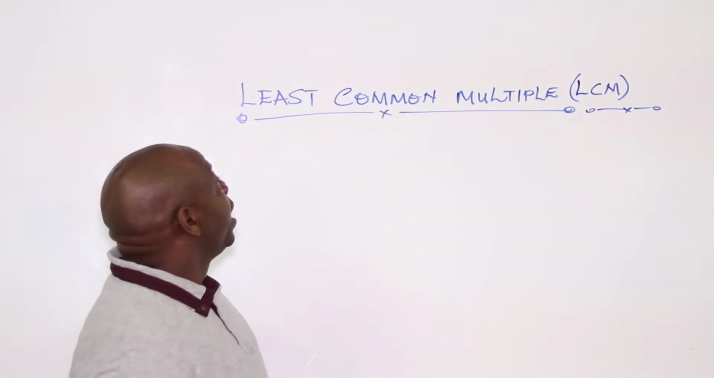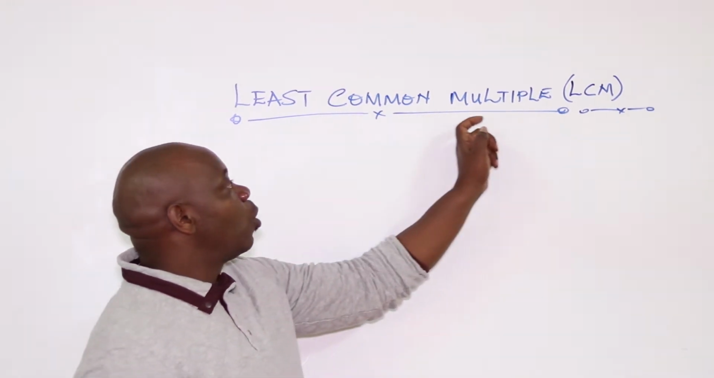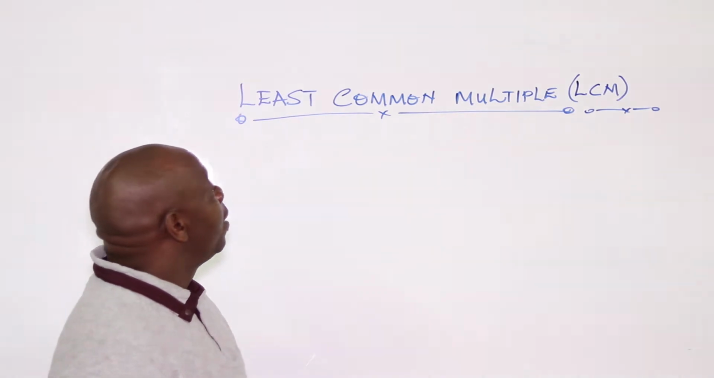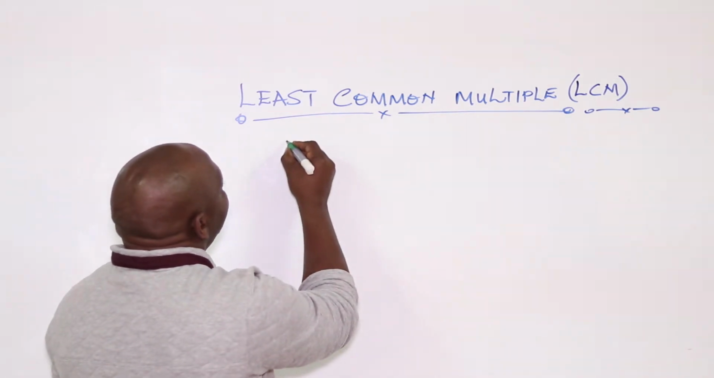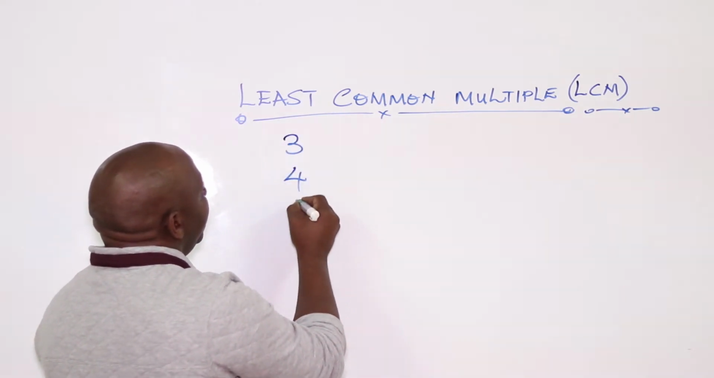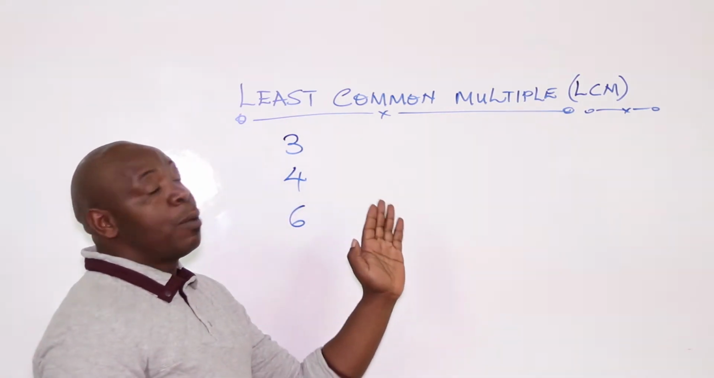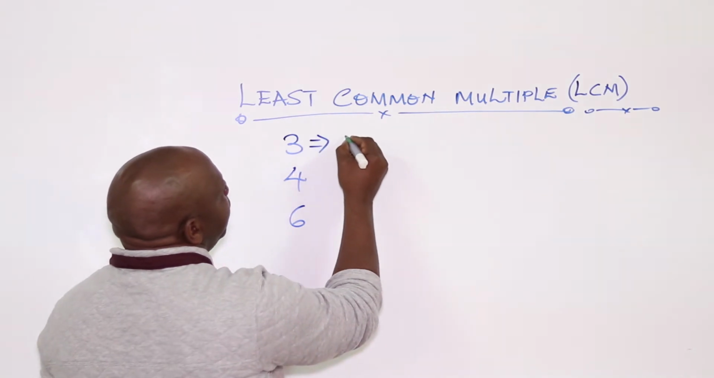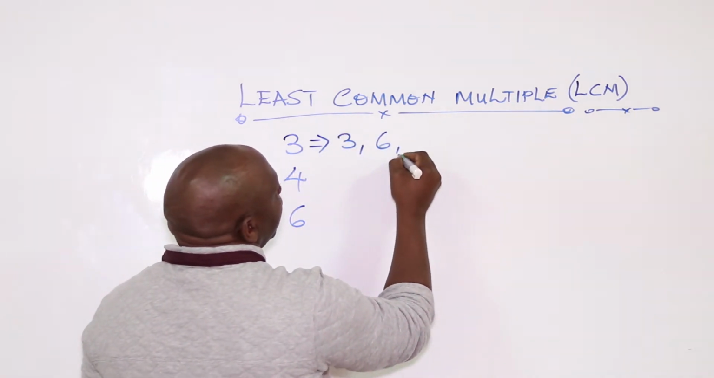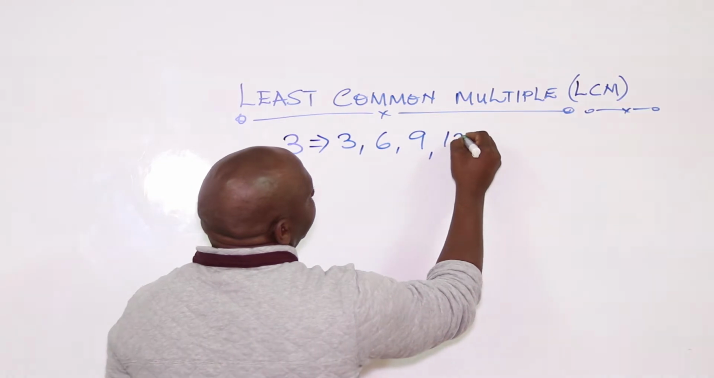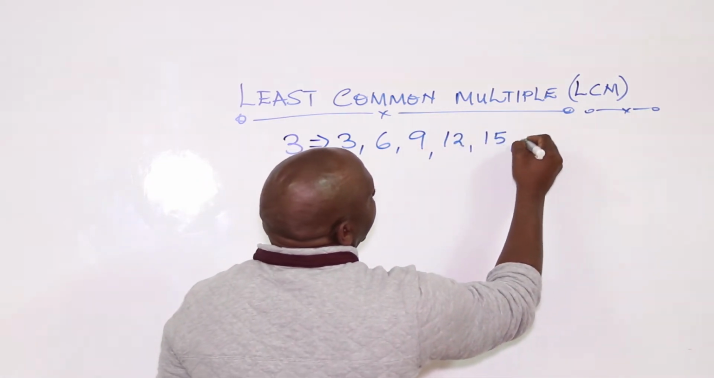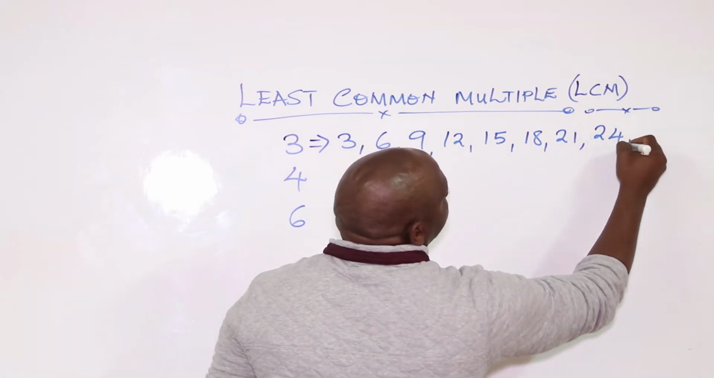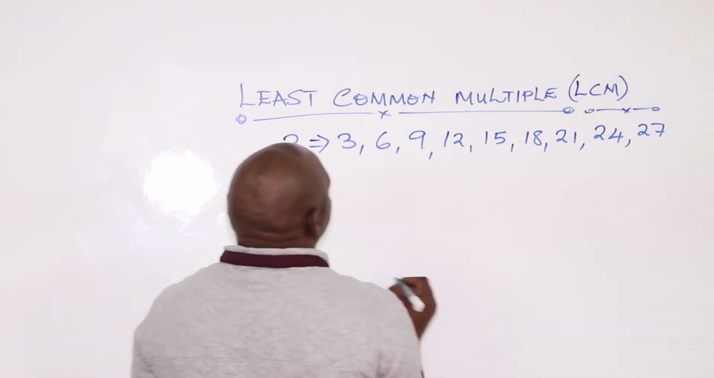Our topic today is the least common multiple, or the LCM. Consider three terms, that is 3, 4, and 6. What are the multiples of 3? Multiples of 3 are 3, 6, 9, 12, 15, 18, 21, 24, 27, and so forth.